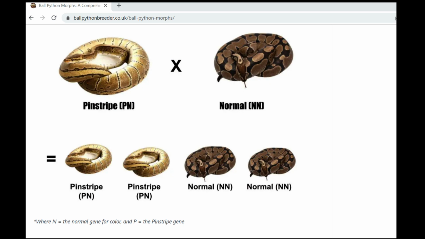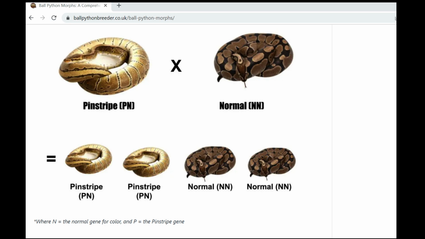Dominant genes are the easiest genes to understand. They are really simple. Dominant genes are dominant over the normal gene for coloration. So when you've got a pinstripe with 1 copy of the dominant gene, it's a visual pinstripe. If you breed that pinstripe to a normal ball python, roughly, remember it's just odds, roughly 50% of the babies will carry that pinstripe gene and they will be visual pinstripes. And that is how it works for every dominant gene.